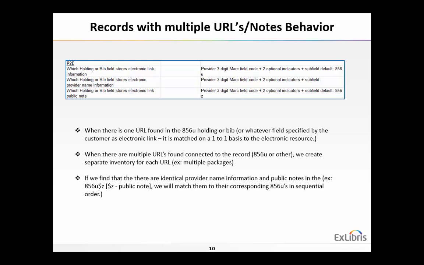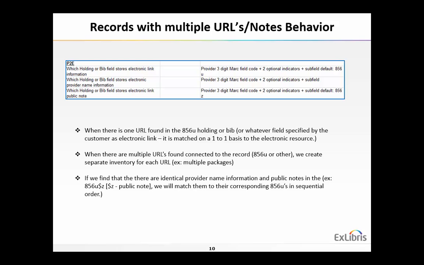Please note that the URL is not limited to subfield U and can be whatever field is specified by your institution as containing the electronic link information. In the event that there are multiple URLs found within a single bibliographic record, again, the 856 subfield U or whatever other subfield specified by your institution, we will create separate inventory for each URL, as will be seen in the next slide.